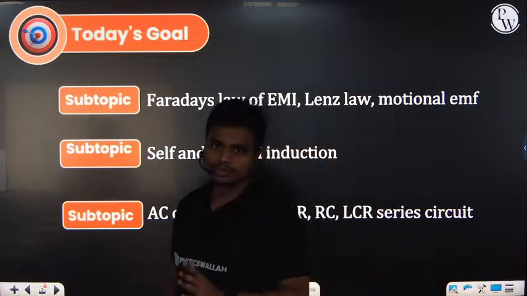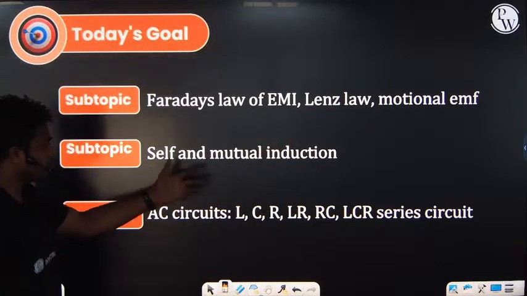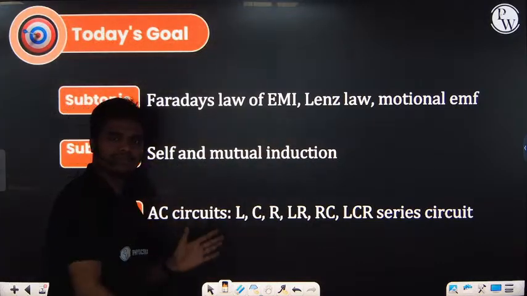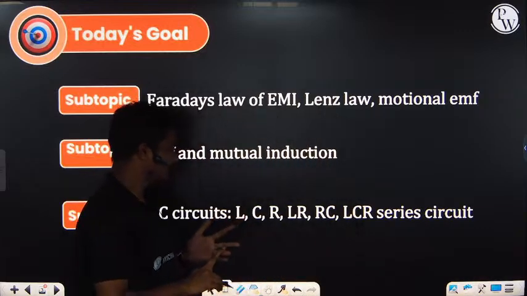What is Faraday's laws of electromagnetic induction? Next we have Lenz's law, motional EMF, self and mutual induction. And AC circuits, we have different types of circuits here. There will be only inductance, only capacitance, or only resistance.